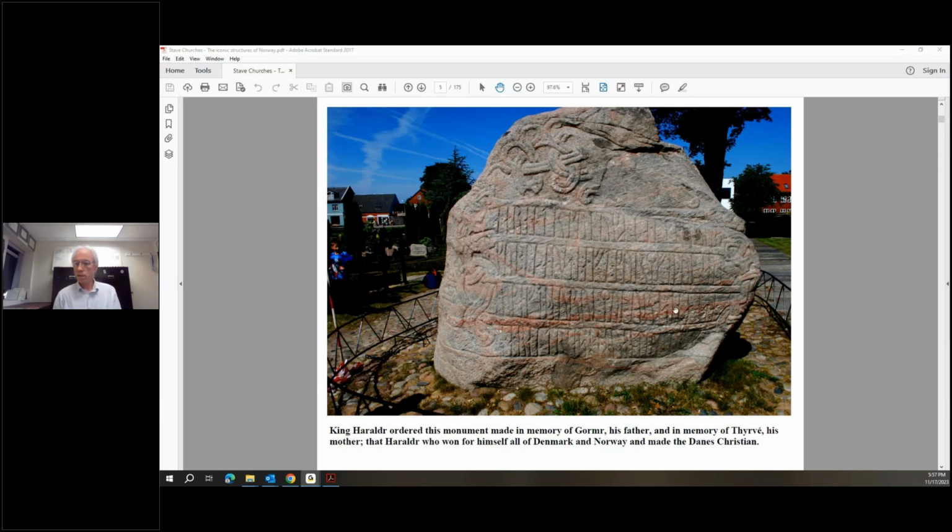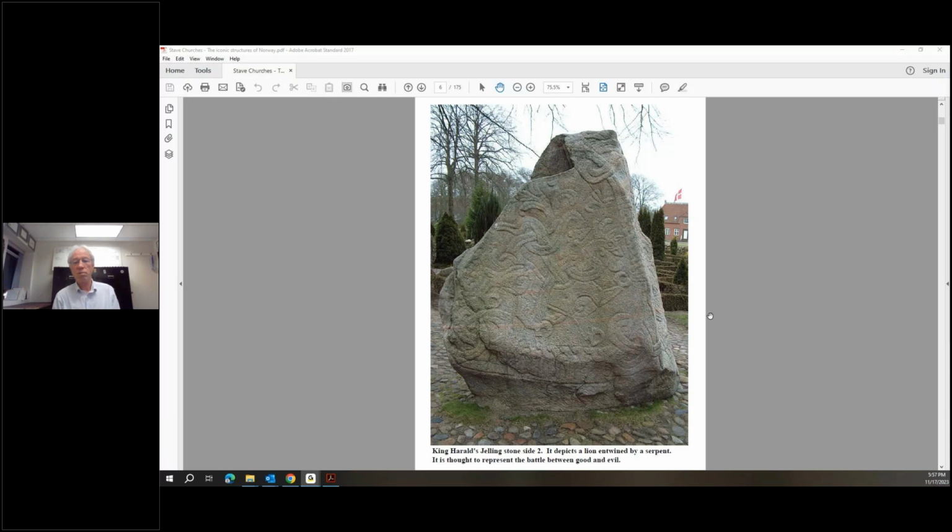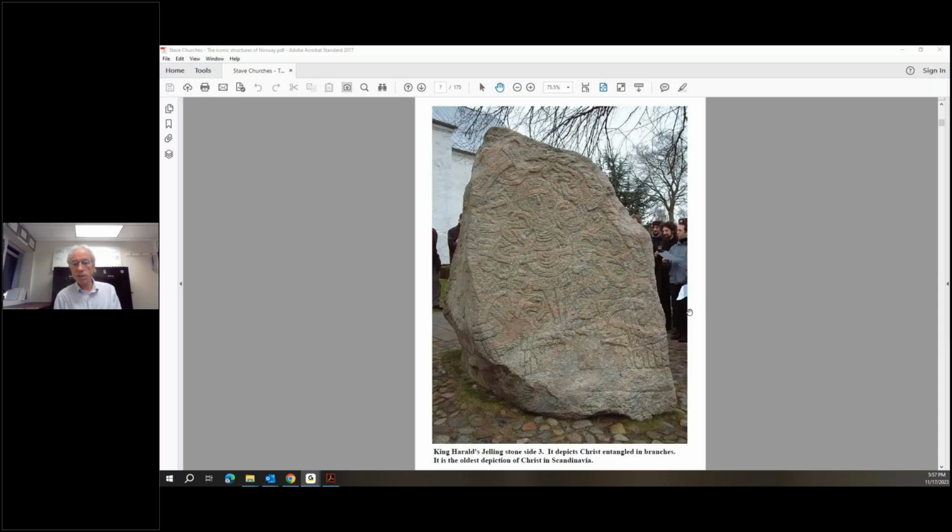Side two of the stone, there's three sides to Harold's stone, so we have like a little triptych here. It depicts a lion entwined by a serpent, and it is thought to represent the battle of good and evil. And the third side of Harold's Jelling stone depicts Christ entangled in branches, and this is the oldest depiction of Christ in Scandinavia. So that's pretty significant.